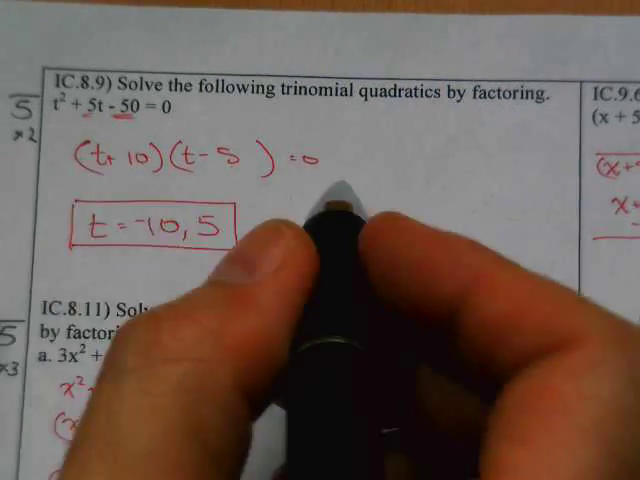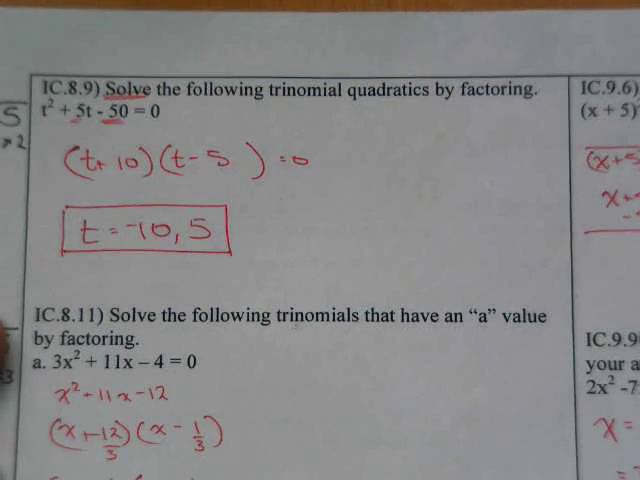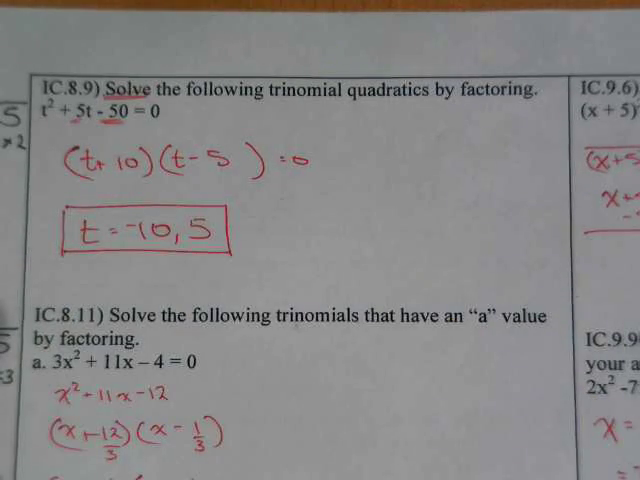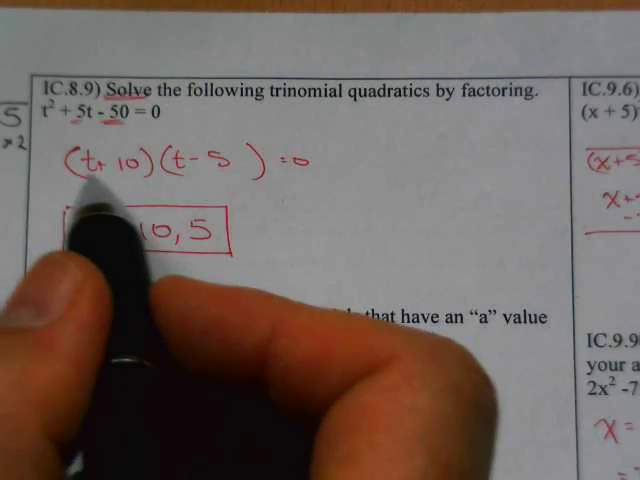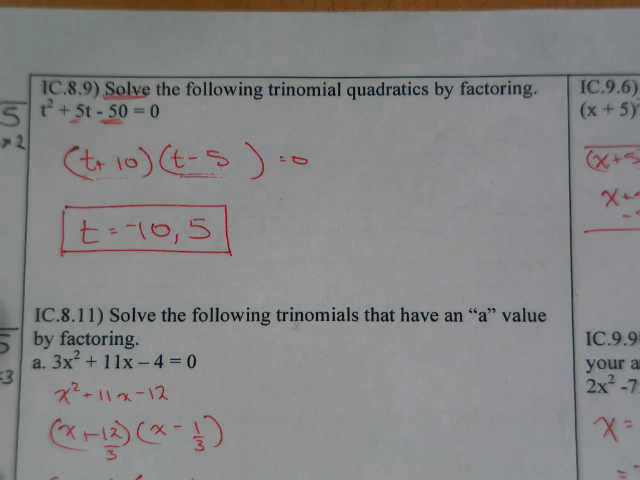Now don't leave it there because I'm asking you to solve, not just factor. And so what values for t make this equal to 0? We use the zero product property again. When t equals negative 10, that makes this equal to 0. When t equals positive 5, that makes this equal to 0. So those are my two solutions.